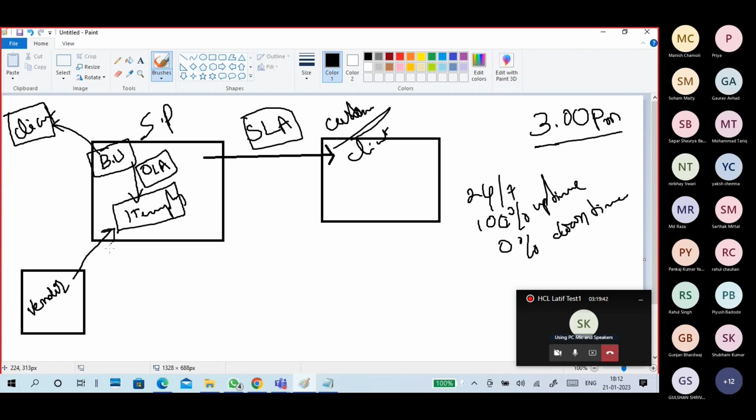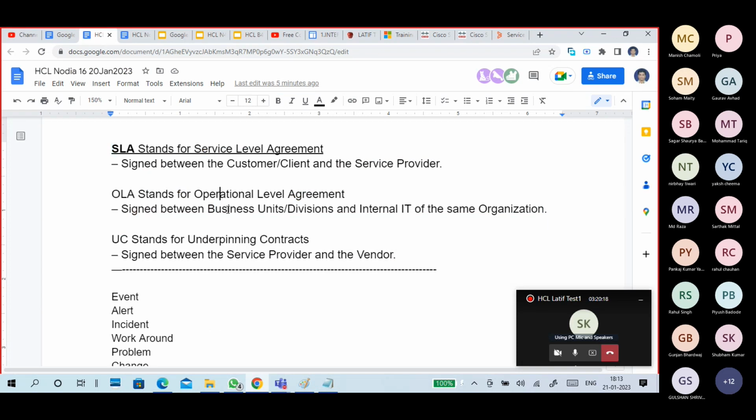Between an organization and a vendor, the organization agrees to get a service like this. That is called a UC. Between the vendor and our organization is an underpinning contract, UC. Within the organization, OLA. With a client or a customer, we are agreeing that is SLA, service level agreement.